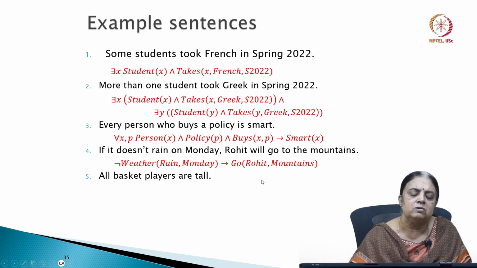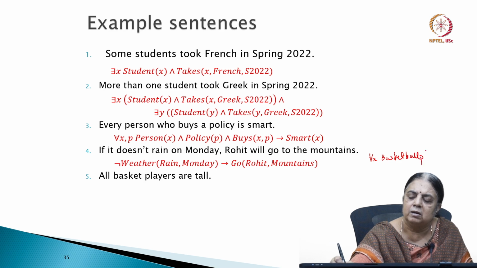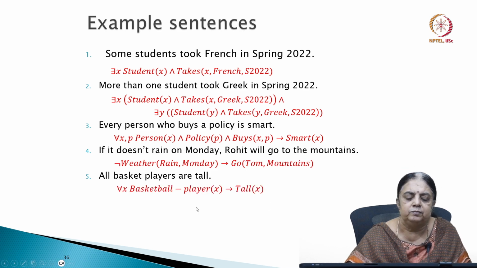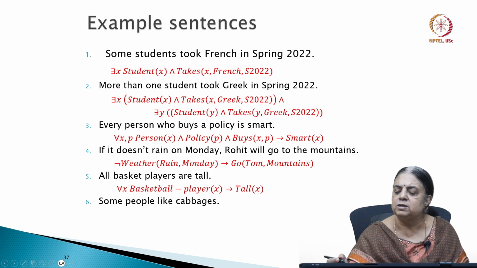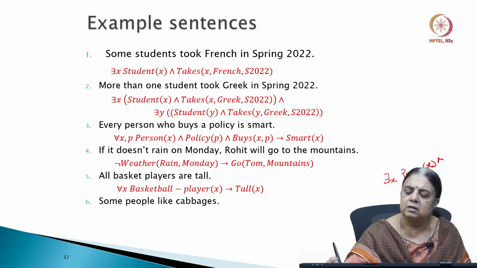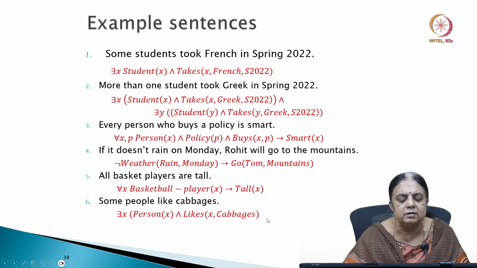All basketball players are tall. This seems to be pretty easy. So for all X, basketball player X implies tall X. Some people like cabbages, which means there exists some X, person X, and likes X cabbages. So we say there exists X, person X and likes X cabbages.